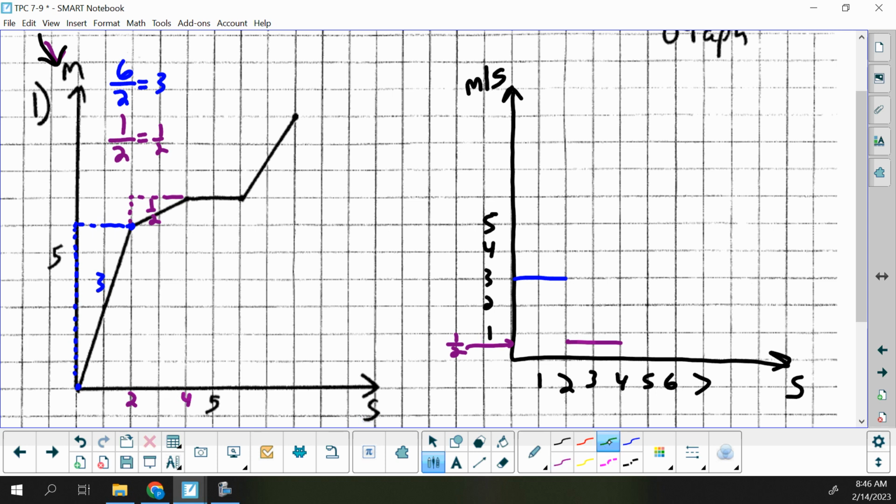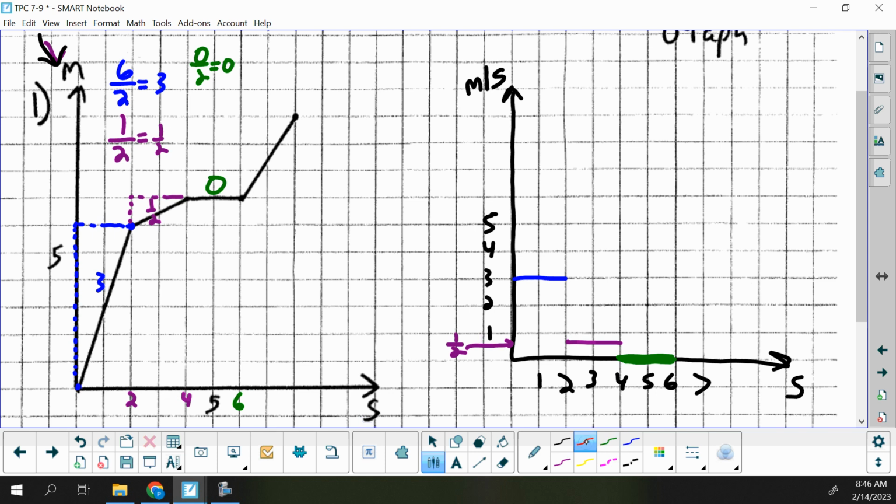Our next section is just a horizontal line. We went up 0 and over 2. 0 over 2 is just 0. So from 4 seconds to 6 seconds, we should be at 0. Now, most of you will probably just be using your regular pencil, so just make it a little thicker on the x-axis there so it's clear that's where we are.